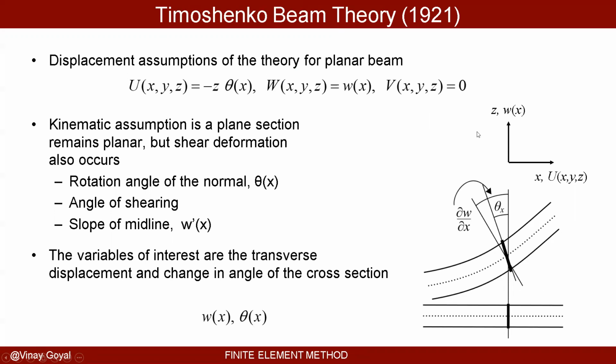v of x, y and z, which is the deflection out of plane, we'll consider that to be zero. But in finite element formulations, the theories are developed so that this is not zero, and you can look at 3D deformations. The kinematic assumption is that plane sections remain planar, but shear deformation does occur. And so you have the rotation of the angle of the normal to be theta. You have the slope of the midline, that's w prime. And really the variables of interest when you look at these displacement assumptions are theta and w. Those are the only unknowns in this theory.